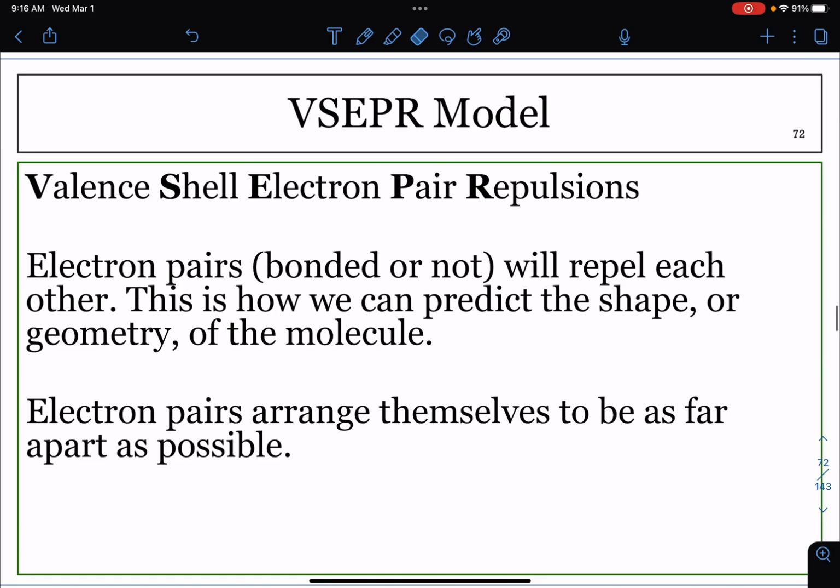So this is called valence shell electron pair repulsion. This is the model that we call the acronym VSEPR, which we can pronounce as VSEPR. And it says that the electron pairs, whether it's bonding or not, will repel each other, and they will get out of the way of each other as much as possible. And this is how we can predict the shape of the molecule or the geometry of the molecule.